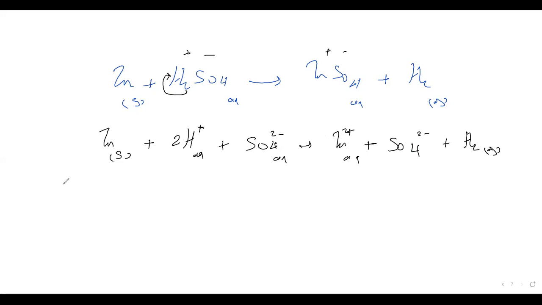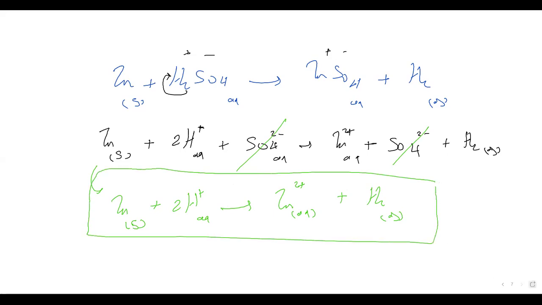Which spectator ion will be removed? The repeated ions: SO4 negative 2 and SO4 negative 2. So the remaining: Zn solid plus 2H positive aqueous gives Zn 2 positive plus H2, which is a gas.